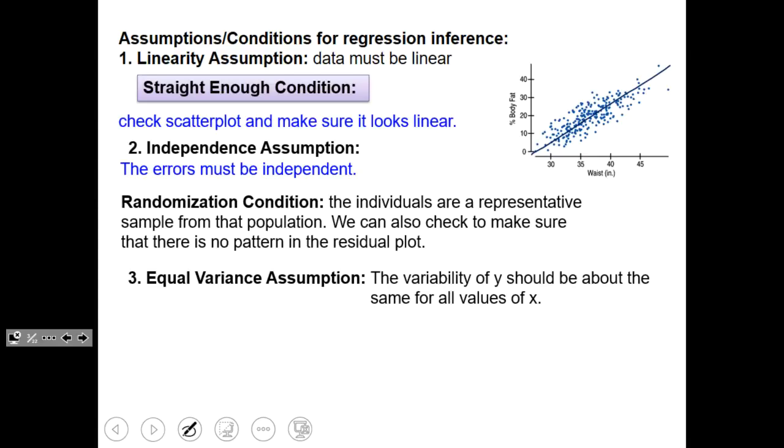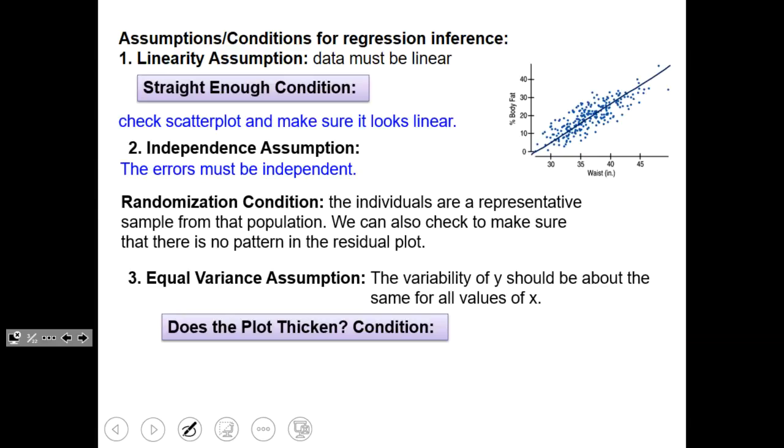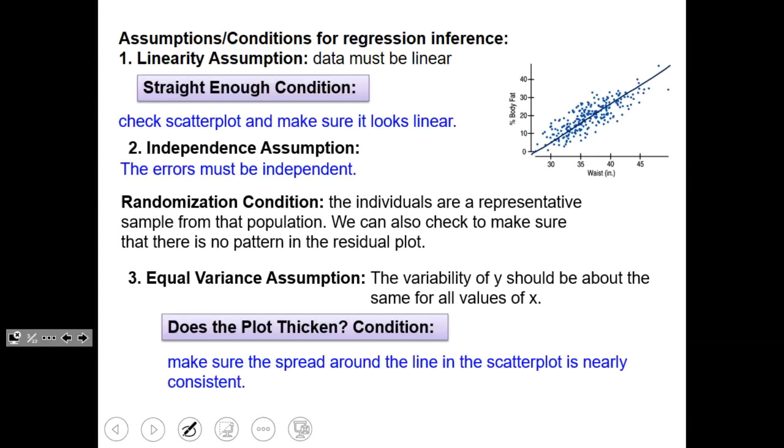Now, equal variance. The variability of y should be about the same for all values of x. What that means is, does the plot thicken? If I'm looking at my residuals, are they changing? Do I see that my residuals are getting larger as we progress? Are they generally getting smaller? Is there some kind of pattern, even though it's still random? We don't want that. And what we see here is almost an idealized solution where all of our values are staying about the same distance away from our line.